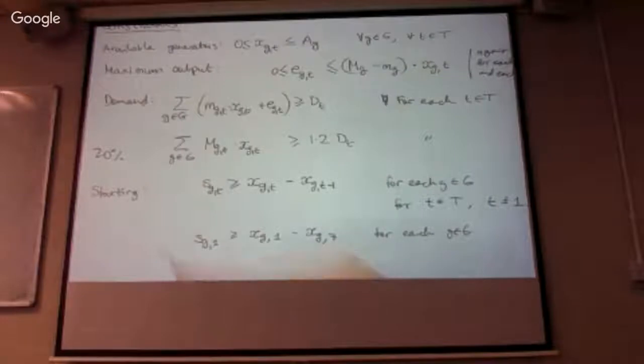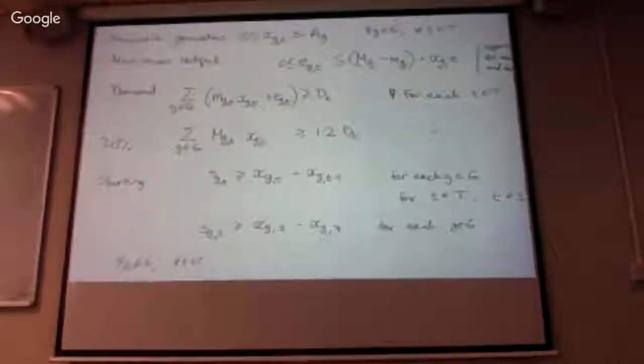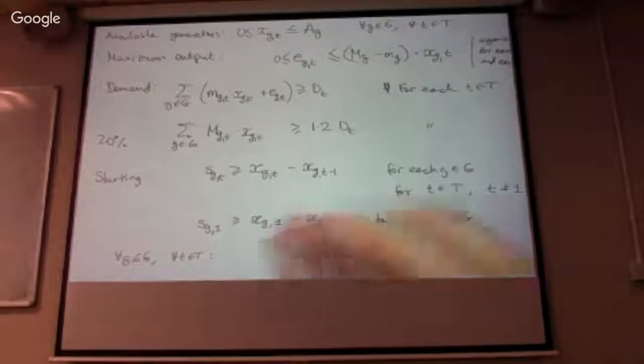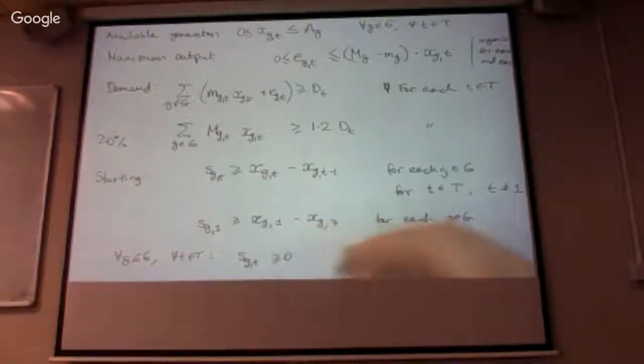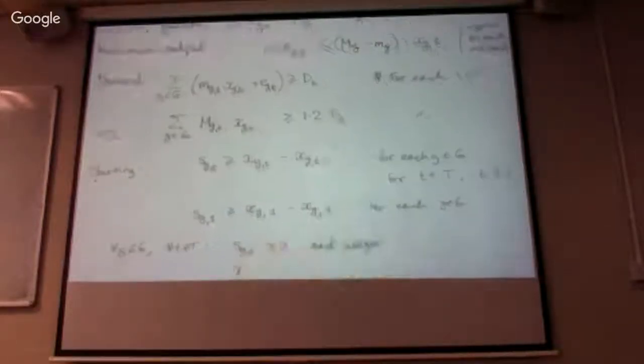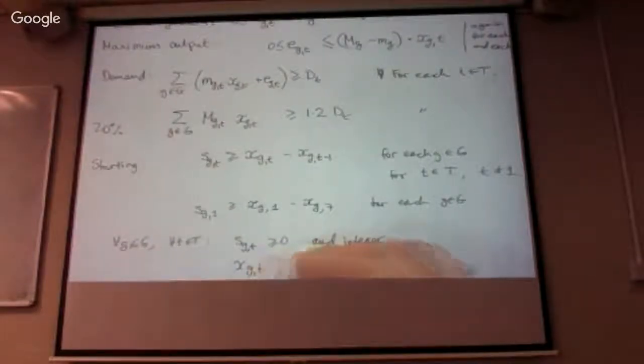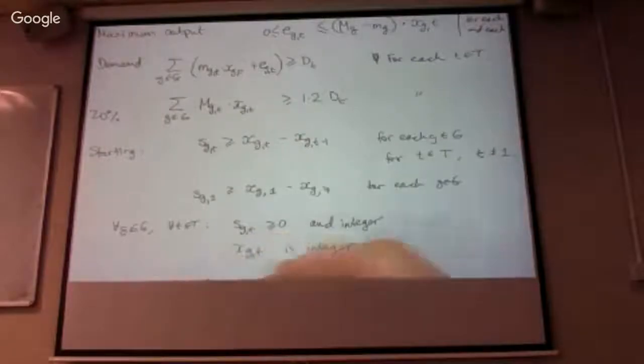And finally, we want that for each generator and time period, SGT is integer, and XGT is integer. That should be it.